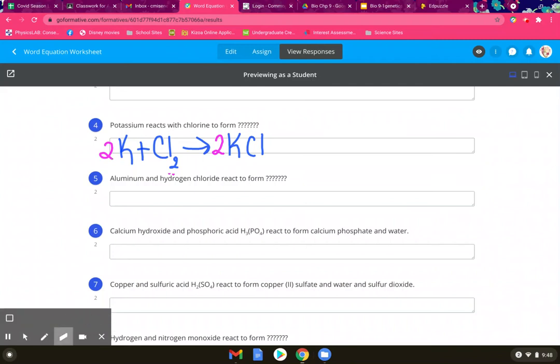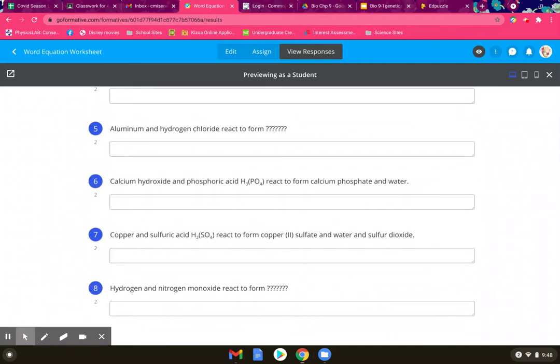Let's do one more. Let's go down to number 8. Number 8, people missed because they forgot some naming rules. So hydrogen. Hydrogen's diatomic, so make sure you write it as H2, plus nitrogen monoxide. That's going to be one of those simple prefix things. So it's just NO. Mono means 1, so we've got 1 oxygen. React to form.